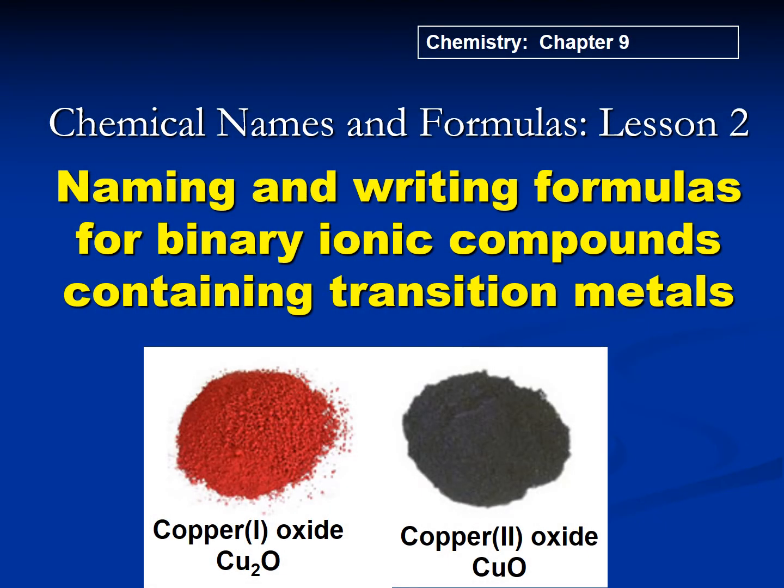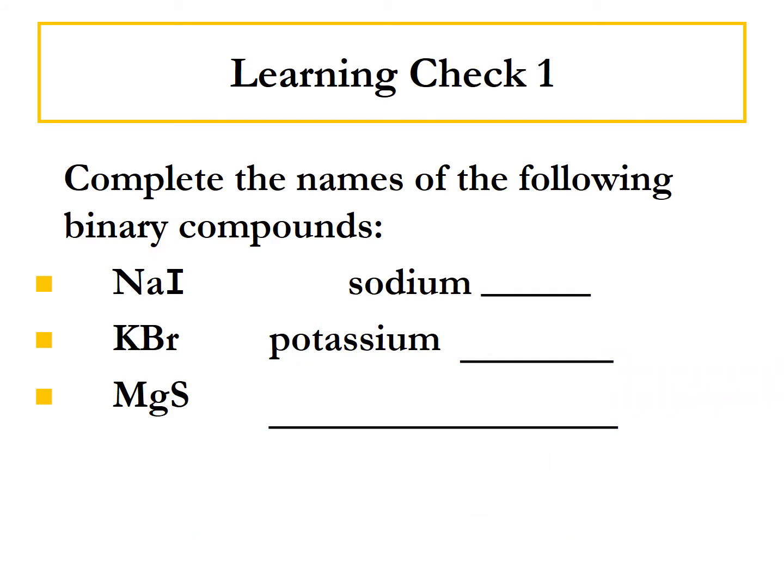This is lesson 2 in our unit on writing chemical names and formulas. Today we want to learn how to name and write formulas for binary ionic compounds containing transition metals. Before we begin our new lesson, I'd like to review the previous lesson.